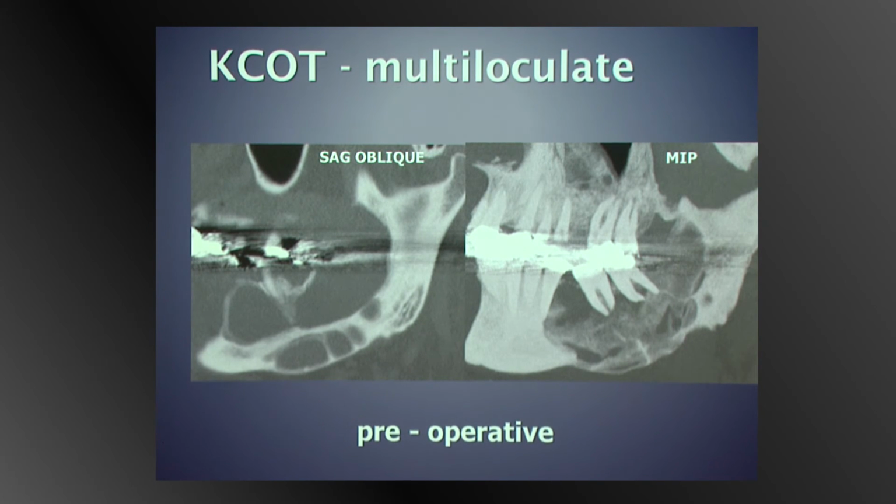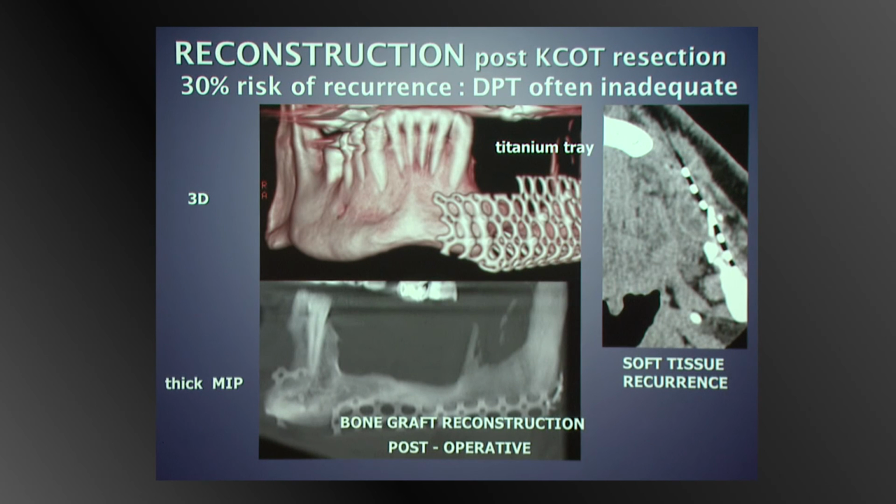And this is a different case and just shows you how they used to be managed with surgery and how they can recur. So preoperative large multilocular lesion, en bloc resection, bone graft reconstruction. You can never diagnose recurrences of these unless they're gross on plain film imaging. And there's soft tissue recurrent OKC, and that's surgically proven.